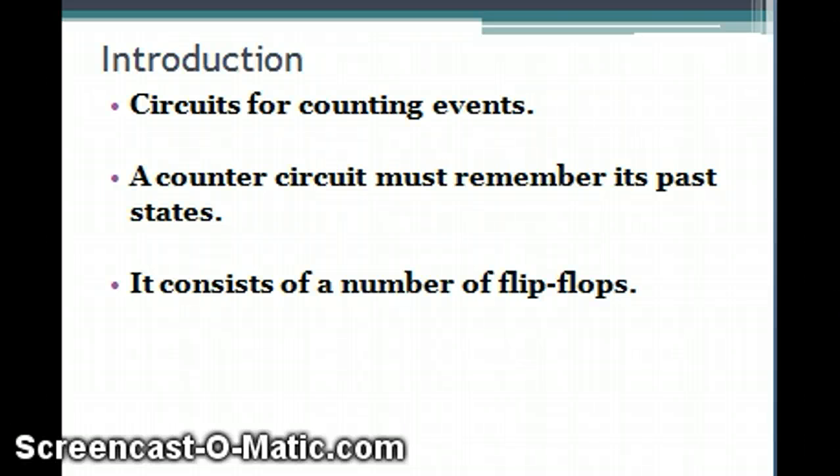A counter circuit must remember its past states. Therefore, it should have memory elements. It consists of a number of flip-flops. The manner in which the flip-flops are connected will determine the sequence and the number of states that the counter will go through. The number of states that the counter goes through is known as the modulus of a counter.